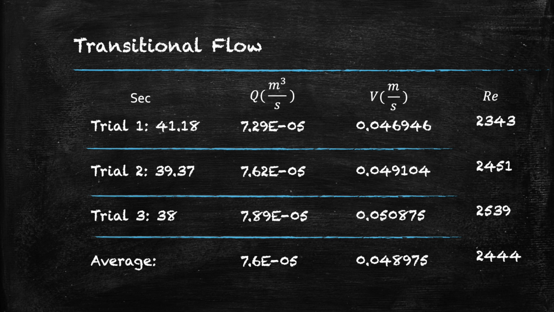Trial 2 took 39 seconds, with the Reynolds number coming out at 2,451. Trial 3 was 38 seconds, with a Reynolds number of 2,539, with the average Reynolds number being 2,444.